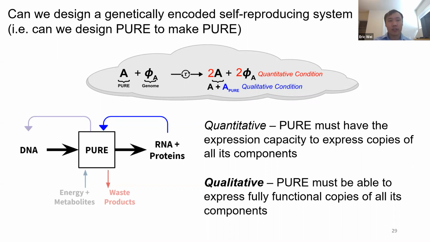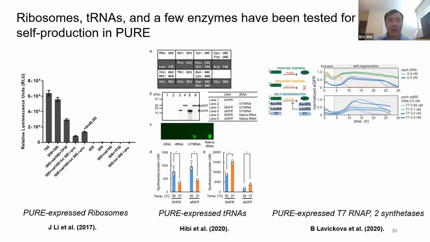But it's unclear whether the PURE system itself can functionally make the PURE system. So in other words, a milestone achievement would be if we can have a PURE cell-free system made entirely by the cell-free system itself, all the enzymatic components. So this idea of whether PURE can self-produce PURE has been explored a lot in recent years.